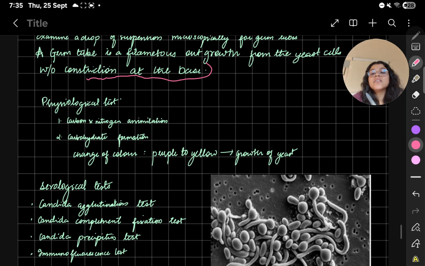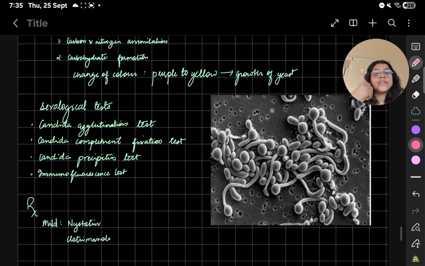Now this is one test, and then the other tests are physiologic tests. You can do carbon and nitrogen assimilation, and carbohydrate fermentation. Then you see the color change from purple to yellow. If it is purple to yellow, then there is growth of yeast. There are other serological tests: Candida agglutination test, Candida complement fixation test, Candida precipitation test, and immunofluorescence test. You have to remember all of these.